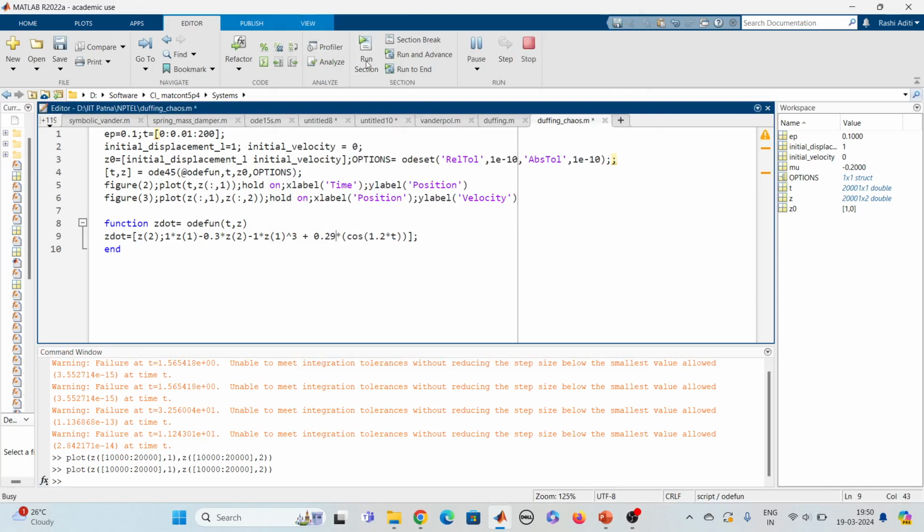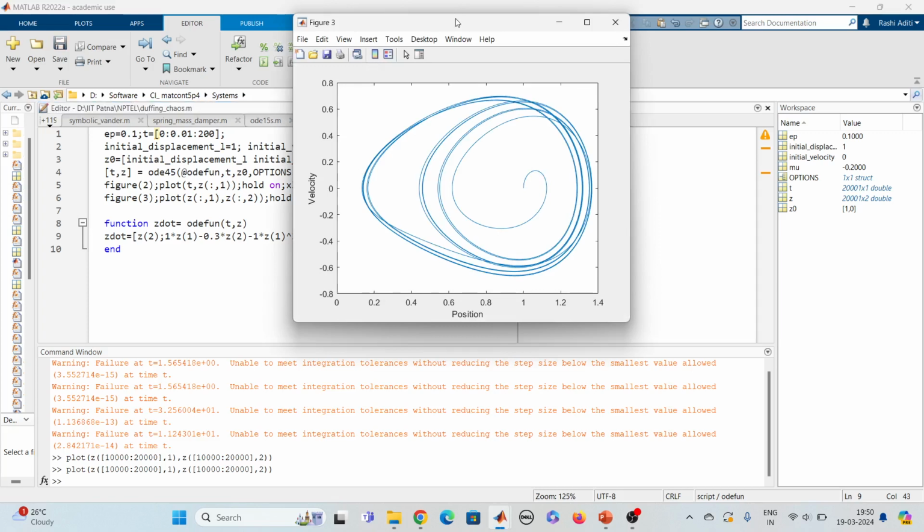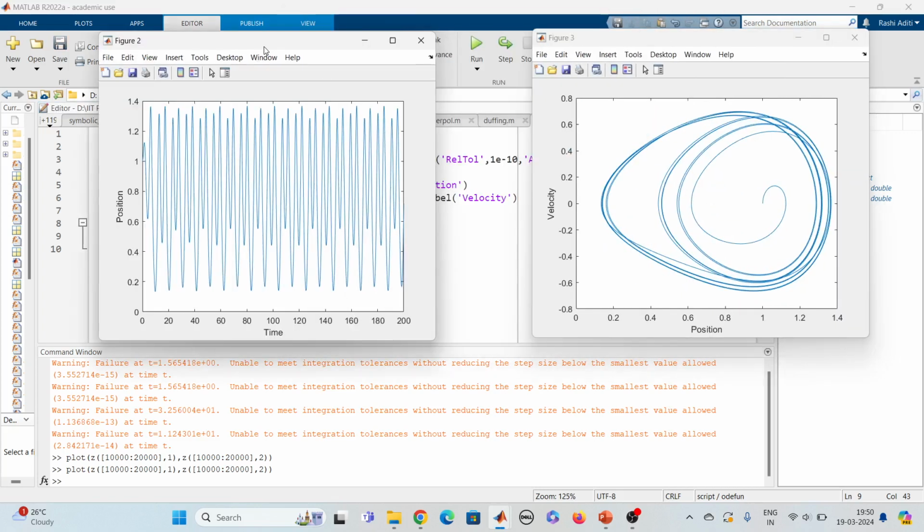Now if I again change this to, let us say, 2.9 and simulate, now you can see for the period, in the first case there was one amplitude. For the second case there were two amplitudes. Now we have four. And from this I cannot say anything because it has transient.